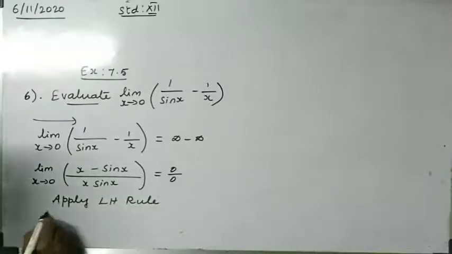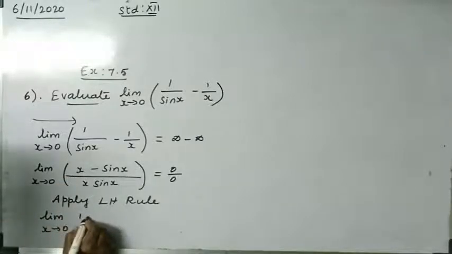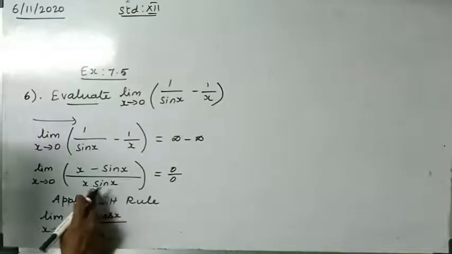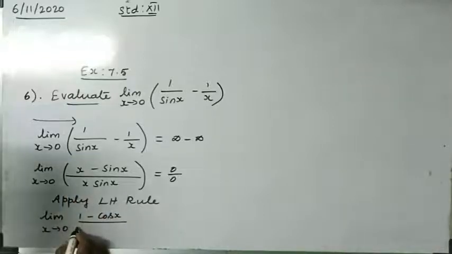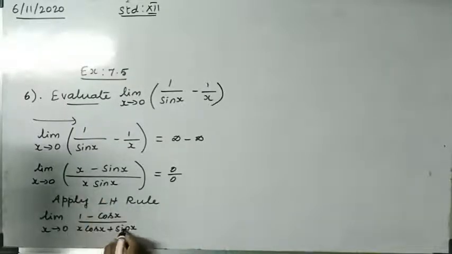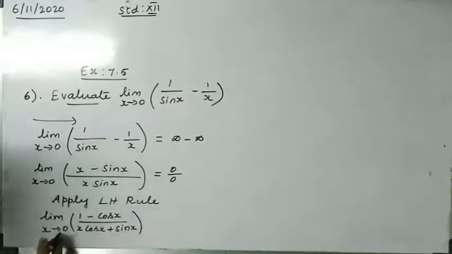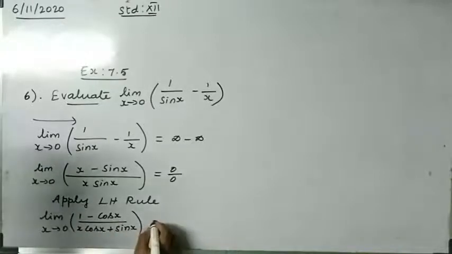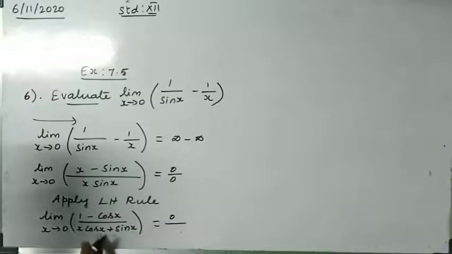Now apply the L'Hopital rule. Limit x tends to 0. Differentiate the numerator: 1 minus sin x differentiates to cos x. Divide by, now apply the uv formula, uv dash. So x into sin x: differentiate sin x to get cos x, plus keep sin x as it is and differentiate x to get 1. That's all. If I substitute 0 here, cos 0 is 1, so 1 minus 1 is 0. In the denominator, 0 into something is 0, and sin 0 is 0. So it is 0 by 0 form.